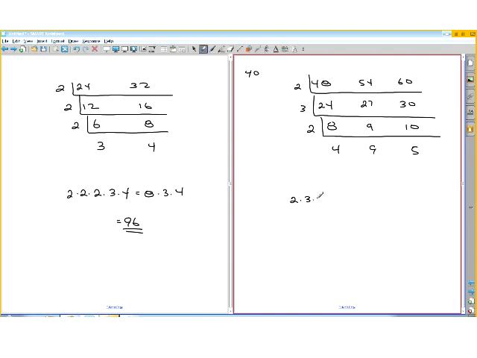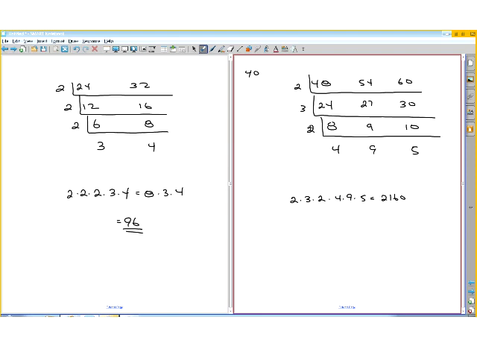So we have 2 times 3 times 2 times 4 times 9 times 5. That's 2,160, which is the answer.